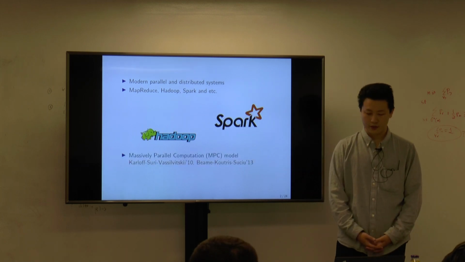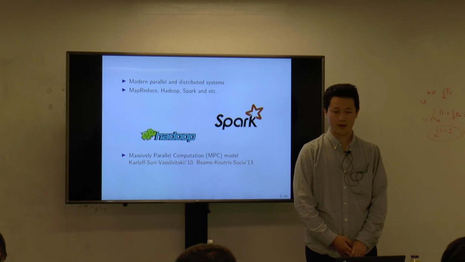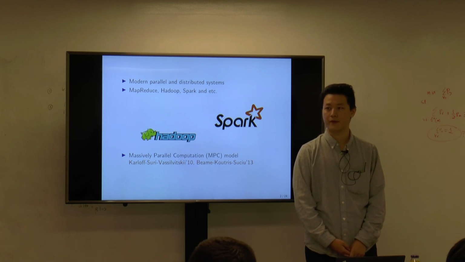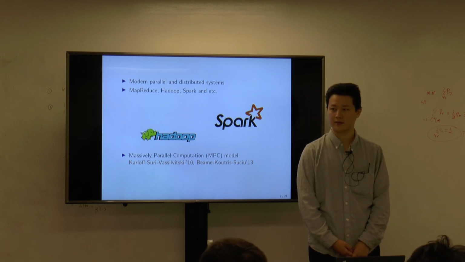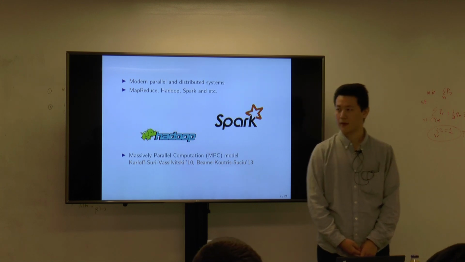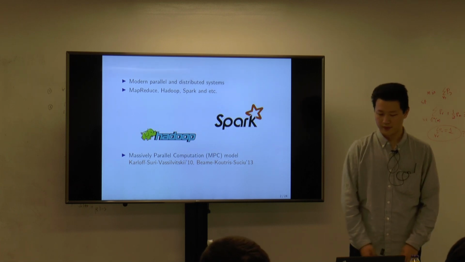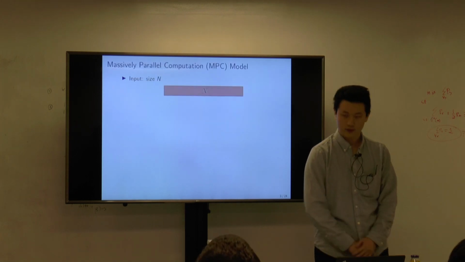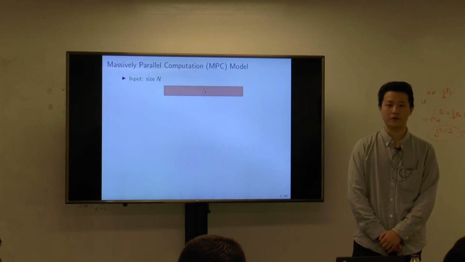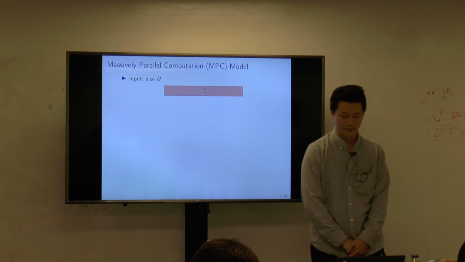One of the models is called the massively parallel computation model, or just the MPC model. I think this is a very good model in the sense that it balances accurate modeling with theoretical elegance. So today I will talk about how to design a graph connectivity algorithm in this model. Before I talk about our algorithm, let me first introduce the model.